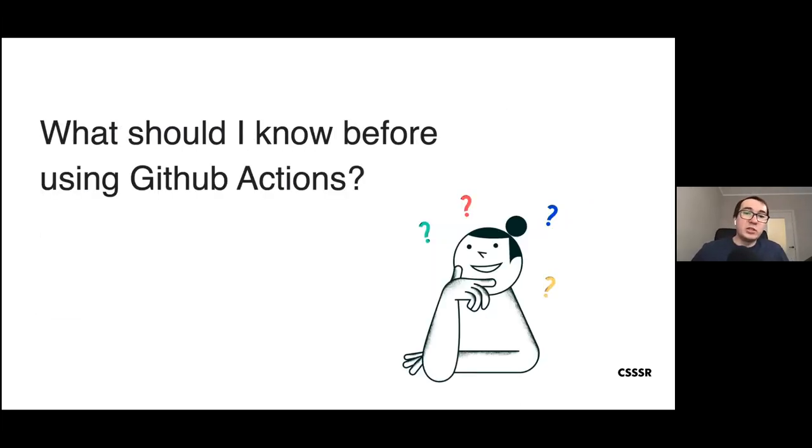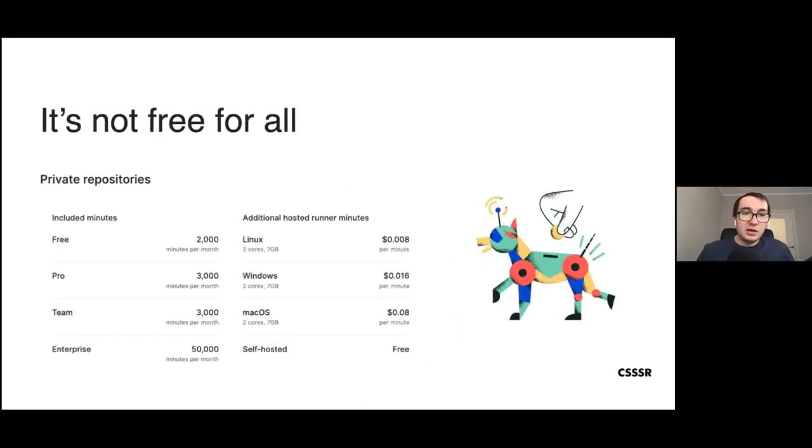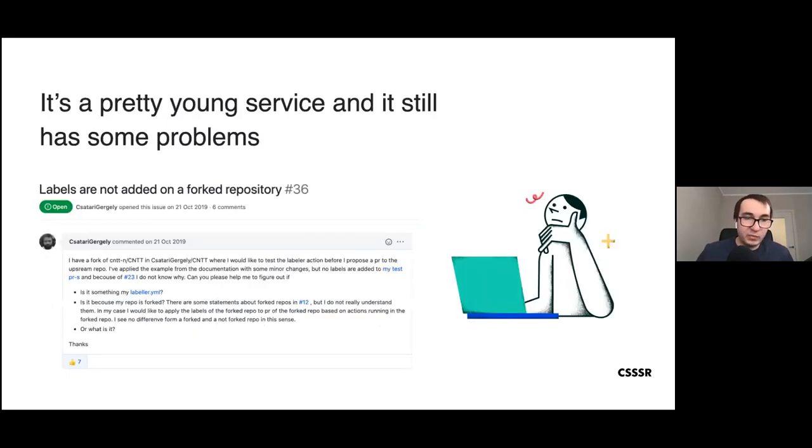So, what should I know before using GitHub Actions? It's not free for all, so you should pay for that. But if your repositories are public, or you can use your self-hosted runners, it will be free for you. Or it can be free if the free plan will suit you. For example, if your project is not so big and you can just use the limit of 2,000 minutes, it's okay. So you can just use it without paying for that.